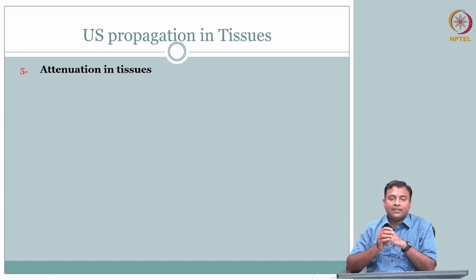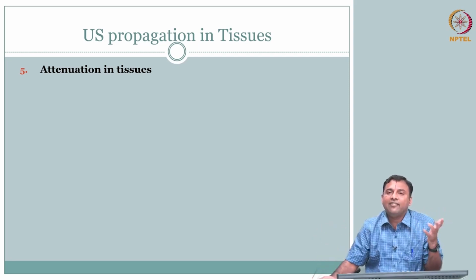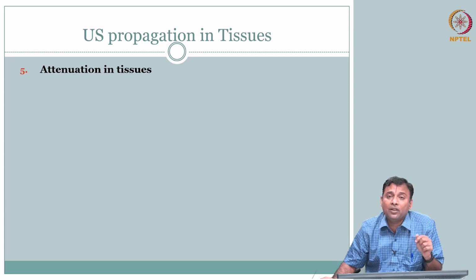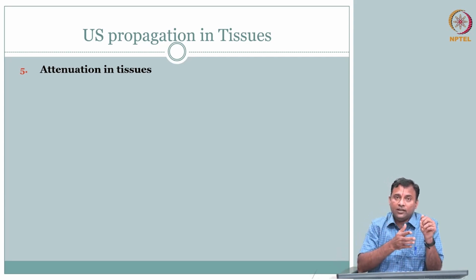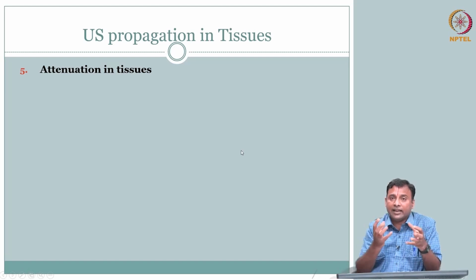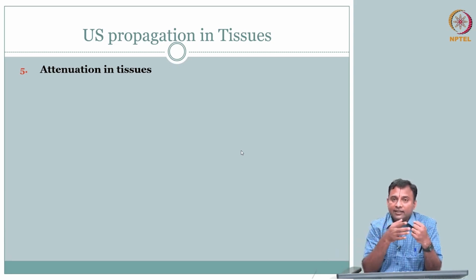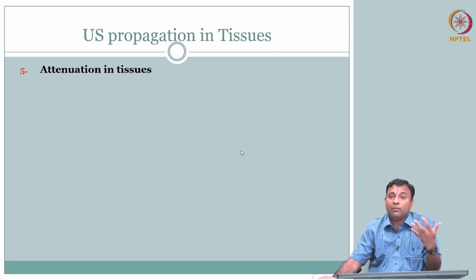Last but not the least is attenuation. What is attenuation? Anything where there is a loss. Here, what are the losses possible? You can send the sound and the sound can go in different directions, or it can get absorbed. You are talking about particles that are vibrating, so maybe it will take some energy and there will be some loss.